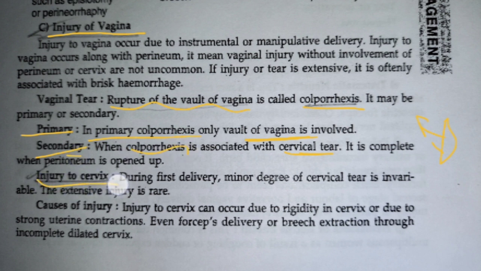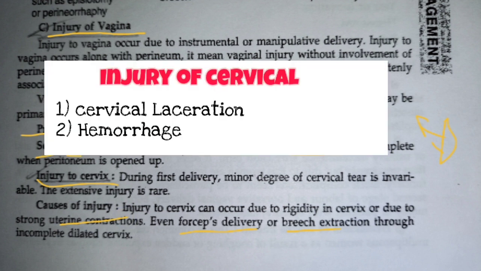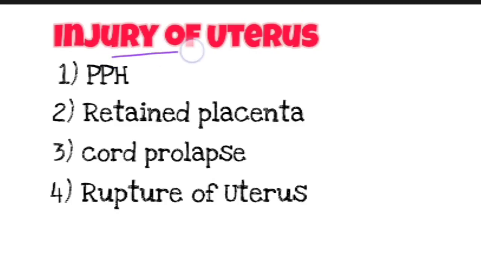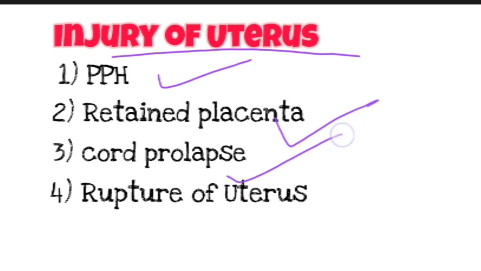And next, injury of the cervix. Injury of the cervix is not common, it's very rare, unless in certain conditions, like forceps delivery, breech delivery, or severe uterine contractions, which can lead to injury in the cervix. Injury in the cervix involves cervical laceration and hemorrhage. Injury of the uterus involves PPH, retained placenta, cord prolapse, rupture of uterus, which you will be dealing with in further sections.